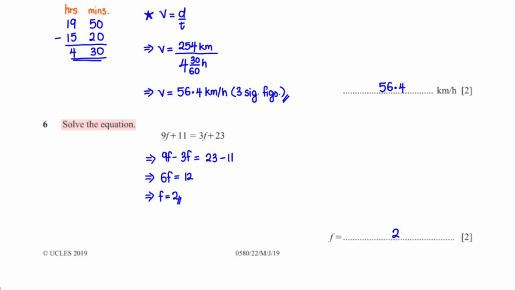Solve the equation 9f plus 11 equals 3f plus 23. When we group like terms, this is what we have. 9f minus 3f is 6f and 23 minus 11 is 12. When we divide both sides by 6, we get f equals 2.